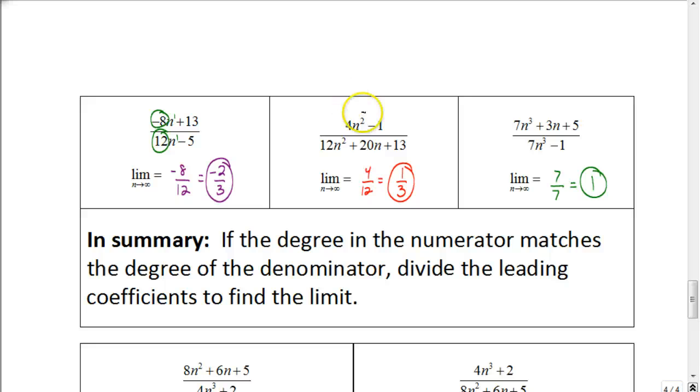Let's look at the next one. The degree for that one in the numerator is 2, and the denominator is also 2, so the degrees match. So then we would take the leading coefficients, the 4 divided by 12, and we get 4/12, which reduces to 1/3. And lastly, the degree here would be 3 in the numerator and 3 in the denominator, so again, the degrees match. So then we're going to use the leading coefficients, the 7 and the 7. Divide those, you get 1. So if the degree in the numerator matches the degree in the denominator, divide the leading coefficients to get the limit. Now, what if they don't match?